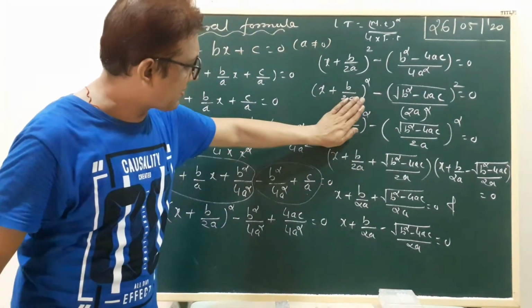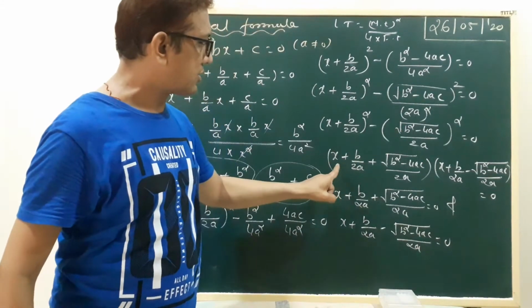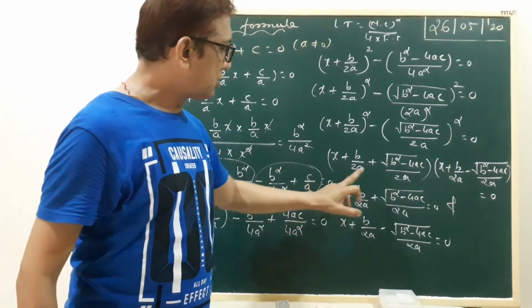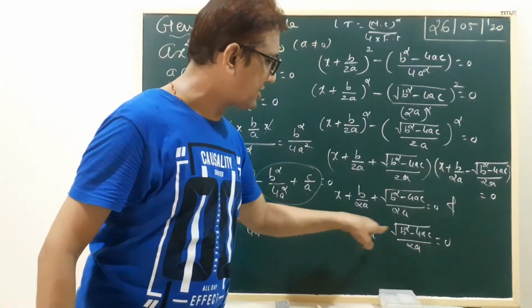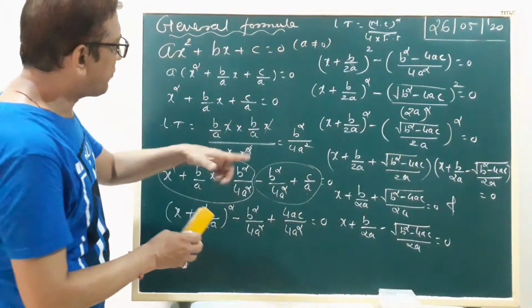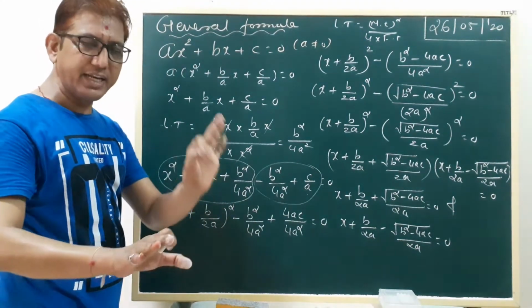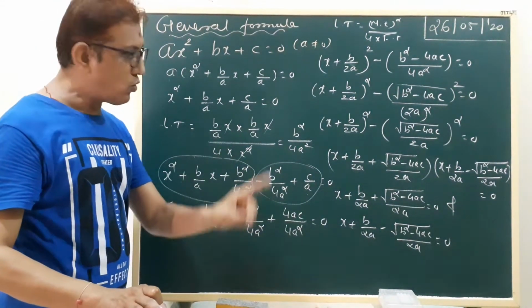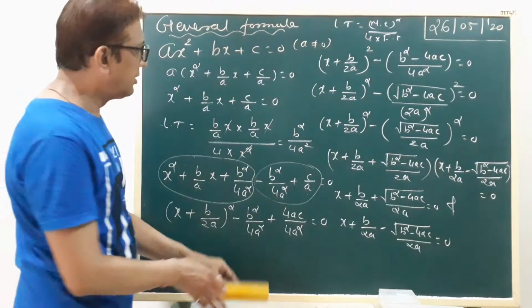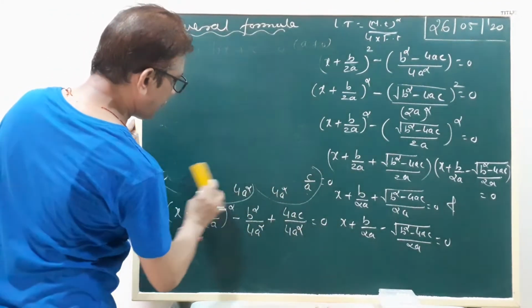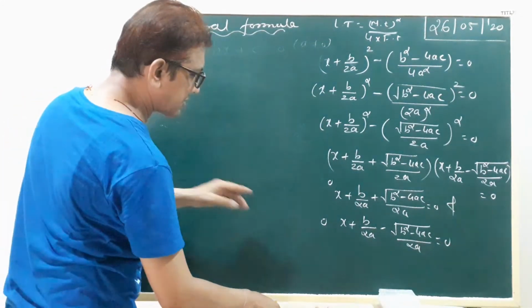Okay. Now apply the formula a square minus b square. So one factor is positive and one is negative. Now we get the individual factors equal to 0. This one is equal to 0 and this one is equal to 0. Okay. Now we find the value of x. This is your 4-marker question in your board examination. Most important. Right? Now we find the value of x.